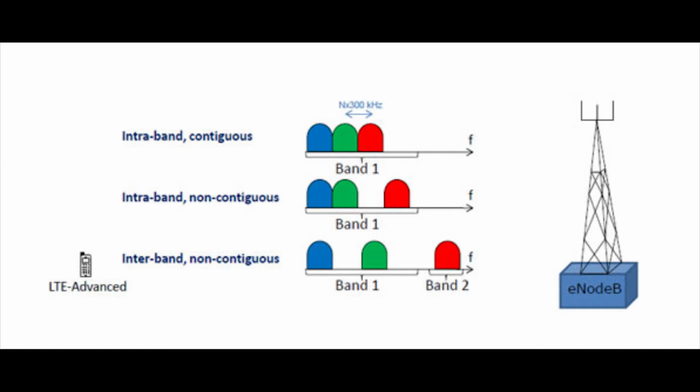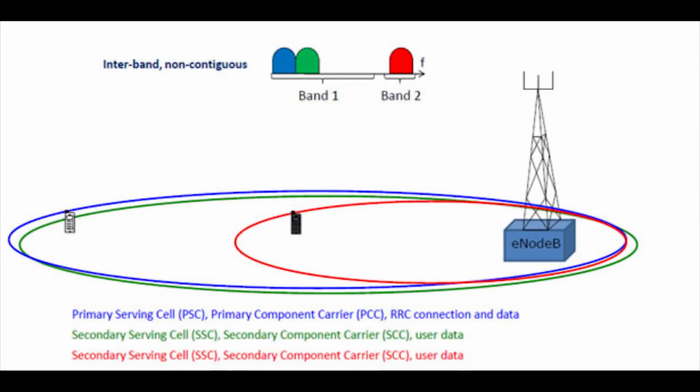In LTE-Advanced, there are 3 carrier aggregation types depending on the usage of the spectrum: intraband contiguous carrier aggregation, intraband non-contiguous carrier aggregation, and interband carrier aggregation. In carrier aggregation, each component carrier corresponds to a serving cell. Different serving cells might have different coverage. Okay, there is an example for interband non-contiguous.